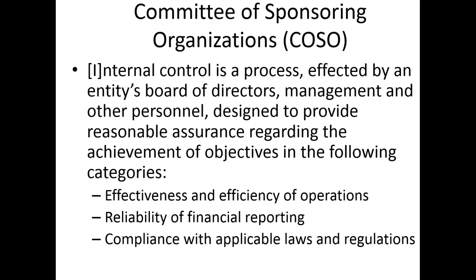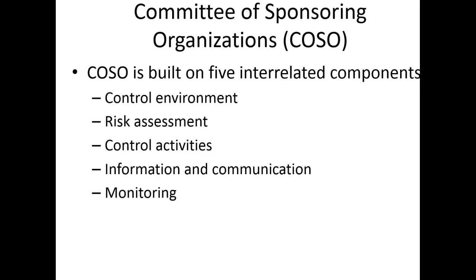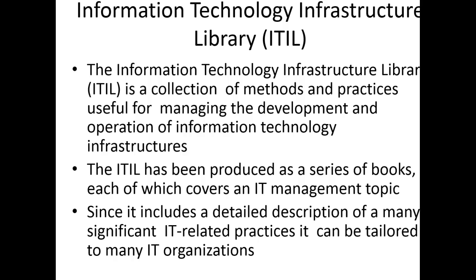According to COSO, internal control is a process that is affected by entities, board of directors, management, and other personnel, designed to provide assurance regarding the achievement of objectives in these categories: effectiveness and efficiency of operation, reliability of financial reporting, and compliance with laws and regulations. COSO is also built on 5 components: control environment, risk assessment, control activities, information and communication, as well as monitoring.